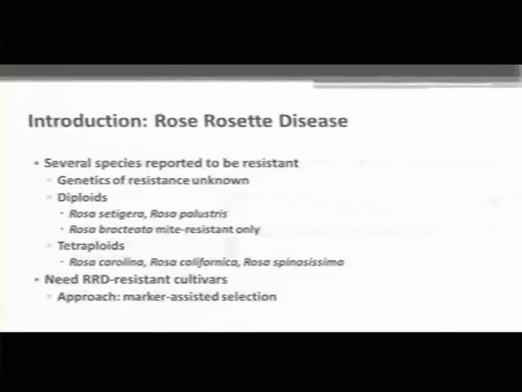But the species, we have some diploids and some tetraploids that are resistant so far. These are Rosa setigera and Rosa palustris for the diploids, and for the tetraploids, Rosa carolina, Rosa californica, and Rosa spinosissima. I skipped over Rosa bracteata because it's not truly disease resistant.